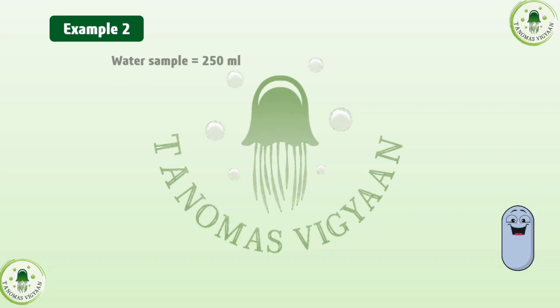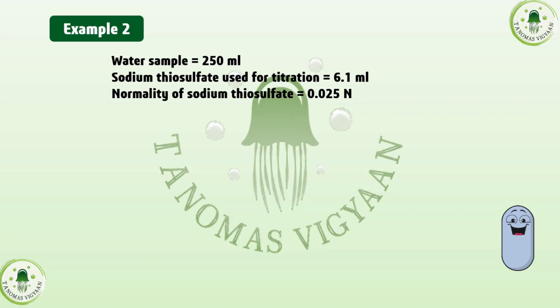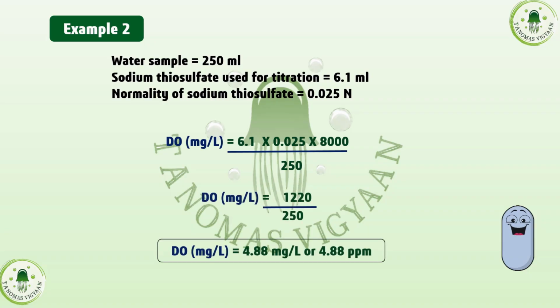Let us take another example. Let's suppose the water sample you have taken is 250 ml. The sodium thiosulfate used for this titration till the color change was 6.1 ml. The concentration is again 0.025 normal, so this will remain constant in all of your experiments. So the DO here will become 6.1 into 0.025 into 8000 divided by 250. After doing the calculations, we get DO is equal to 4.88 mg per liter, or we can say 4.88 ppm. So this is how you do the calculation of the dissolved oxygen.